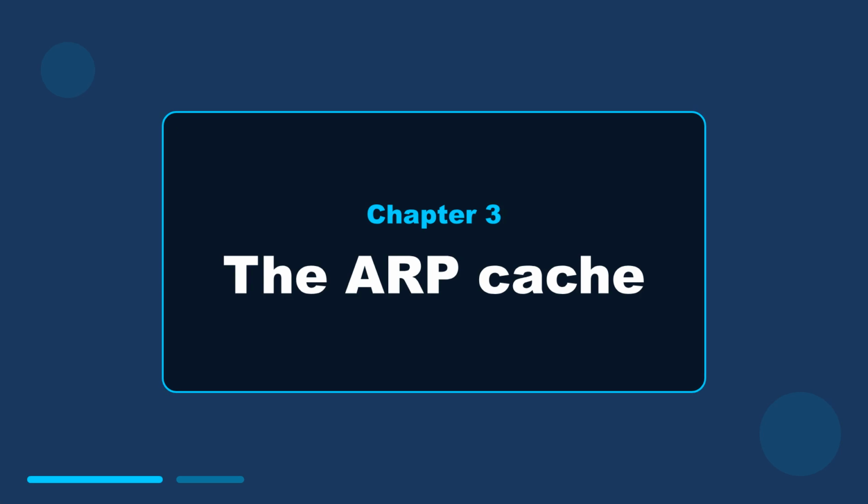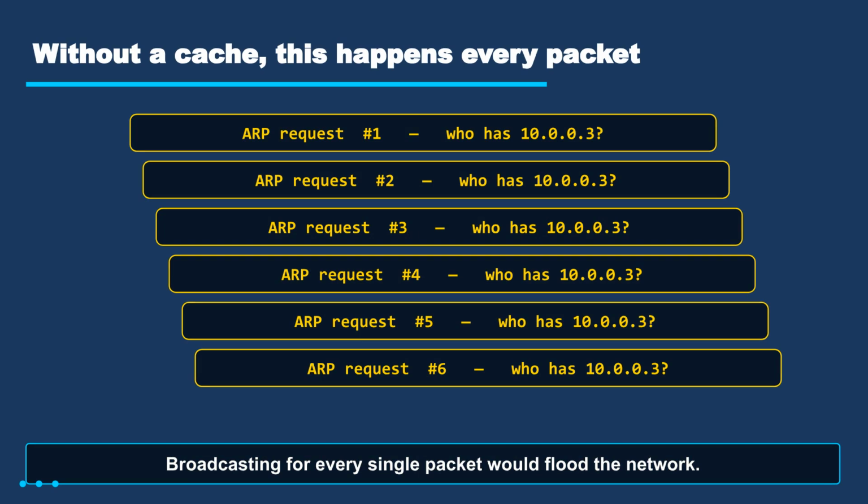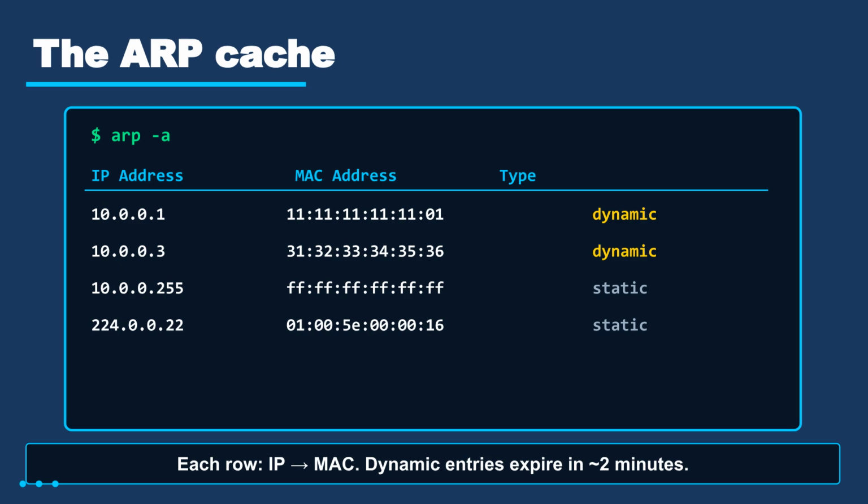Chapter 3, the ARP cache. Imagine broadcasting an ARP request for every single packet you send. Your network would drown in its own traffic. That's why ARP uses a cache. The ARP cache is a simple table: IP address, MAC address, and whether it's dynamic or static. Dynamic entries expire in about 2 minutes, so stale mappings don't stick around.